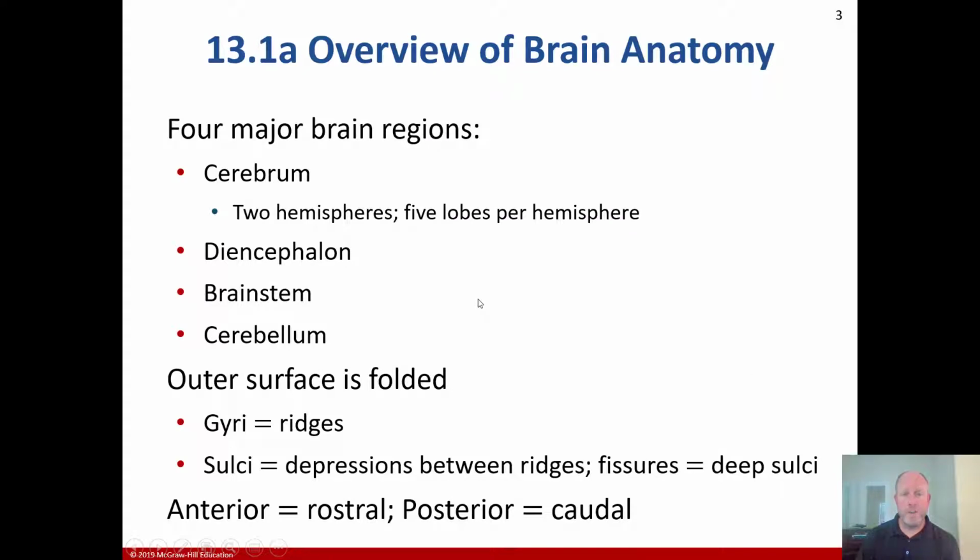With the brain regions, an overview of the basic brain anatomy, we have our cerebrum, which has 2 hemispheres, 5 lobes per hemisphere, so 10 total. We have a diencephalon, and we have the brainstem and the cerebellum. The outer surface is folded. We have our gyri, which are basically ridges, plural of gyrus, and sulci, plural of sulcus, depressions between those ridges. The fissures are deep sulci. We have the anterior, which is the rostral, and the posterior, which is called the caudal.